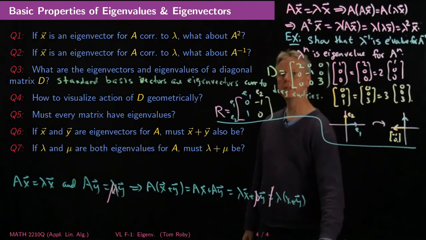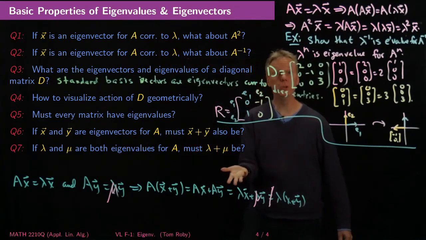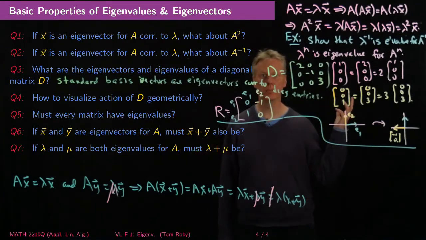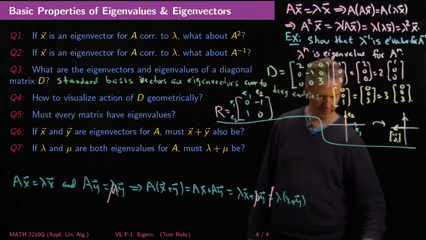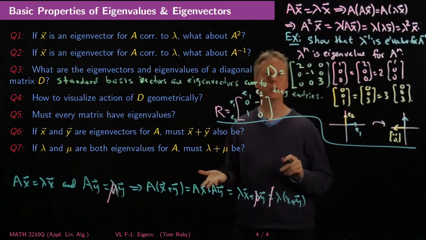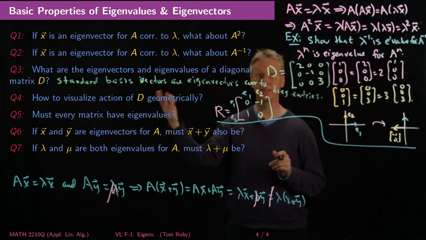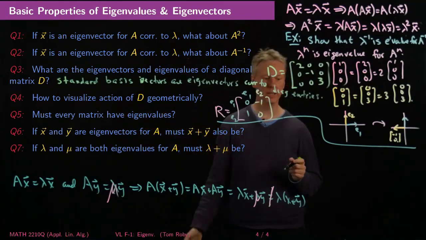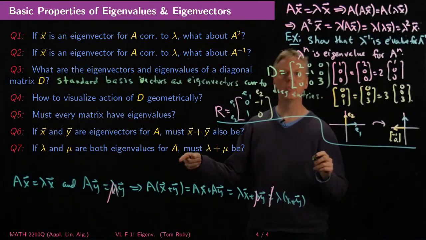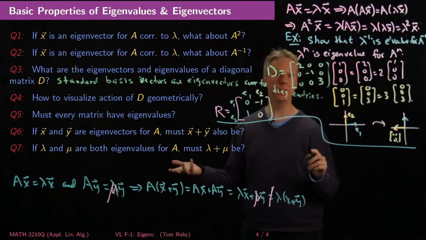Okay, and the last question is, if lambda and mu are both eigenvalues for A, must lambda plus mu be? So this is the kind of true-false question that you might get asked in some situation, a quiz or on a final exam or something. And so it's good to be able to come up with simple counterexamples, right? That's a fundamental skill that you need to do mathematics, to think about, is this true or false, and what are the examples that show that it doesn't work all the time. So here, I need a matrix A that has two different eigenvalues, but maybe its sum isn't one.